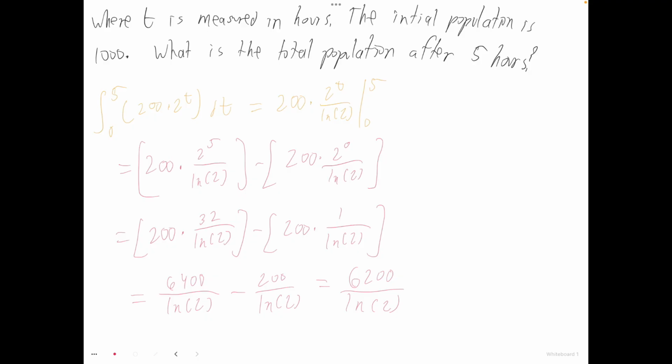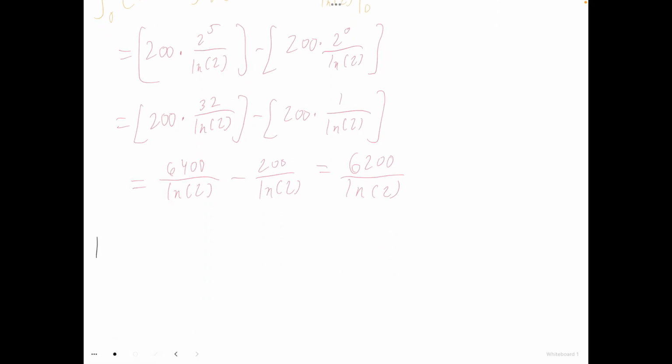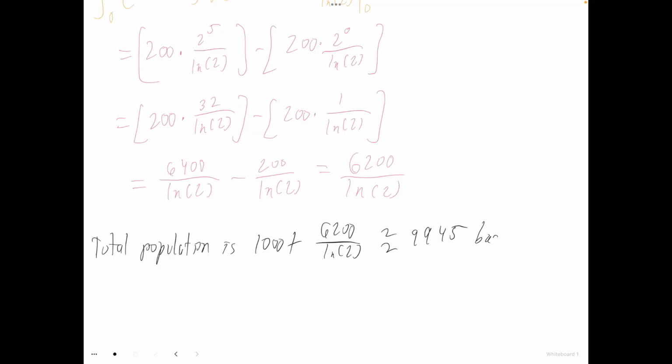But we started with 1,000 bacteria. And so the total population is going to be 1,000 plus 6,200 divided by ln of 2, which is approximately 9,945 bacteria. That is rounded. It's actually 9,944.71 is more accurate, but we rounded up to the nearest bacteria.